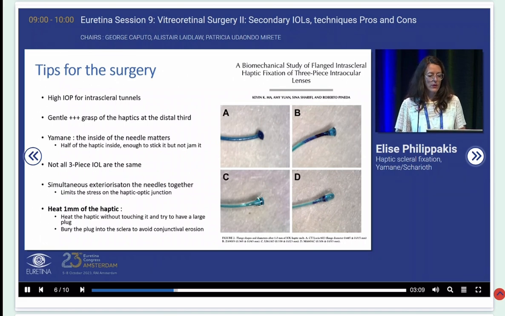And also, not all three-piece IOLs are the same either. As you can see on the picture, when you heat them, the size and diameter of the plug is not the same. So in this study, they compared the size of the needles and the size of the plug and suggested that we should heat 1 millimeter of the haptic. More doesn't bring anything, less you will have a smaller plug. So 1 millimeter, you just heat it to have a large plug, and you bury it inside the sclera, not just under the conjunctiva, to avoid erosion.